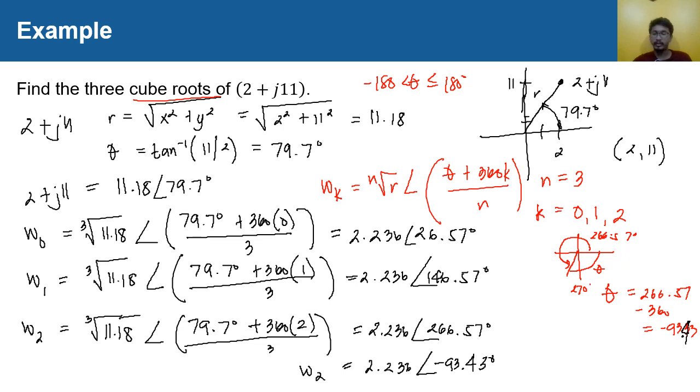So we have the three values of your roots. We have 2.236 bar angle 26.57, 2.236 bar angle 146.57 degrees, and last, 2.236 bar angle negative 93.43. That ends our lesson on powers and roots of complex numbers. Thank you.